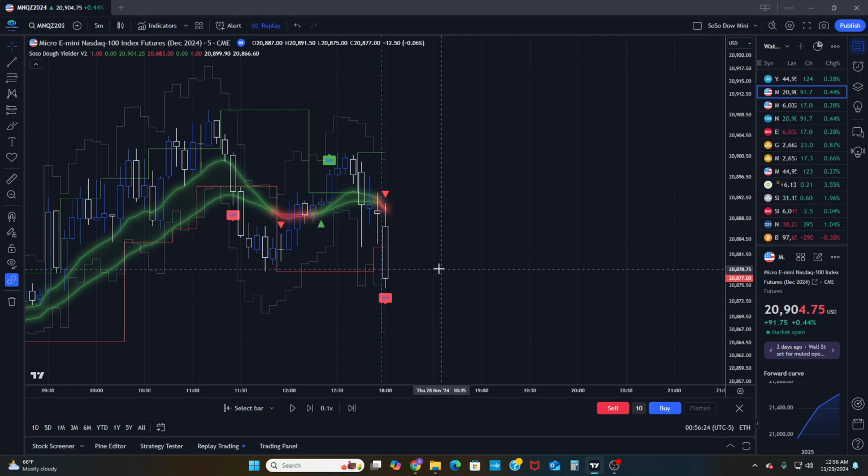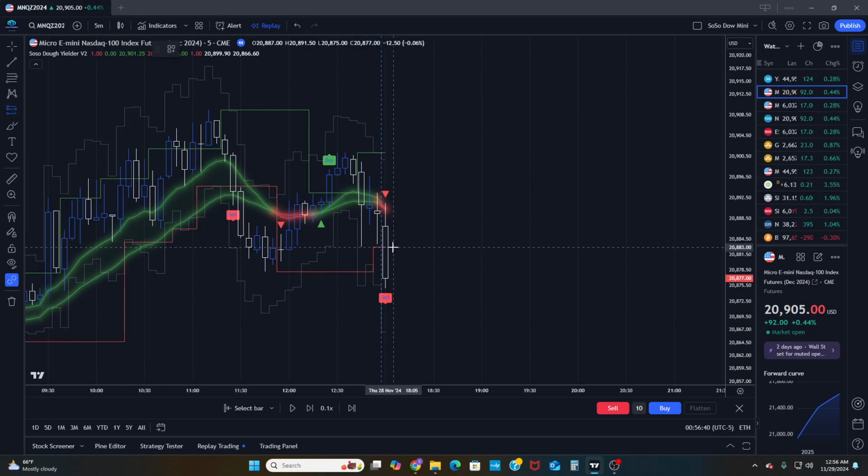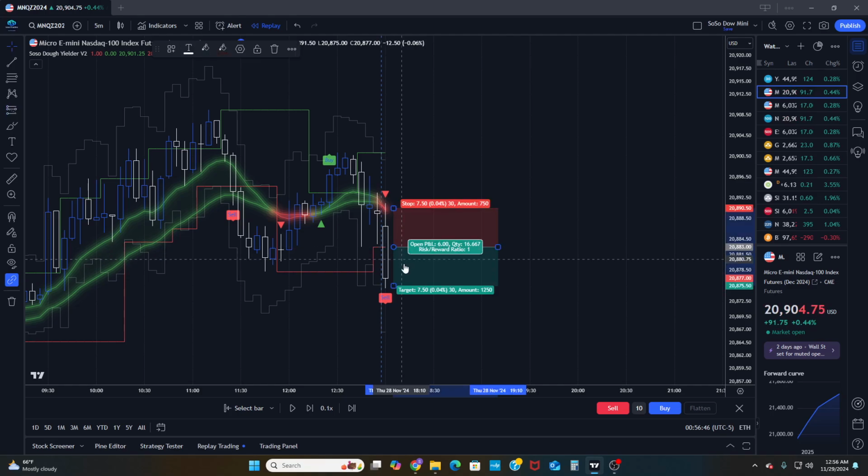Now, at this point, since we got the close below the level, we're safe to place a trade at the level that we broke. So I'm going to go ahead and place a short position. The level here is 20,883.